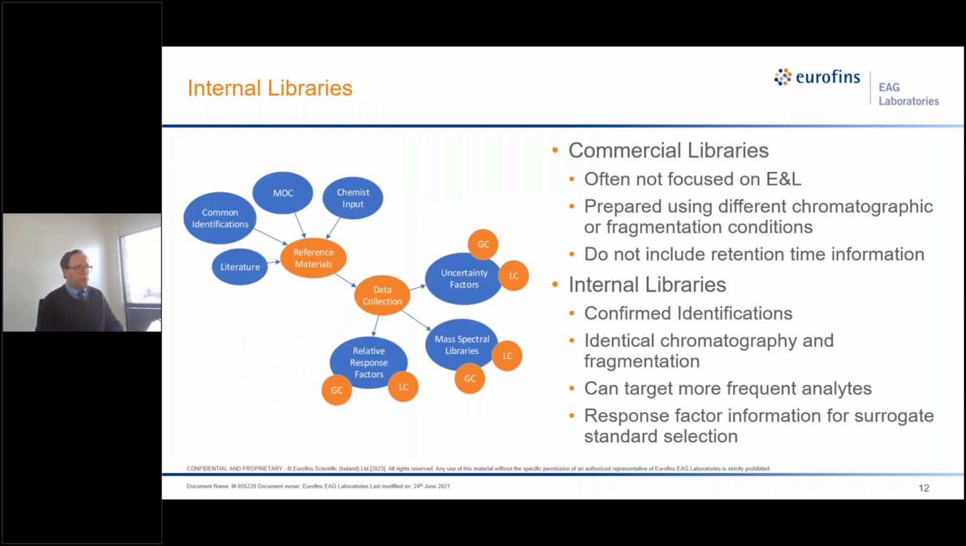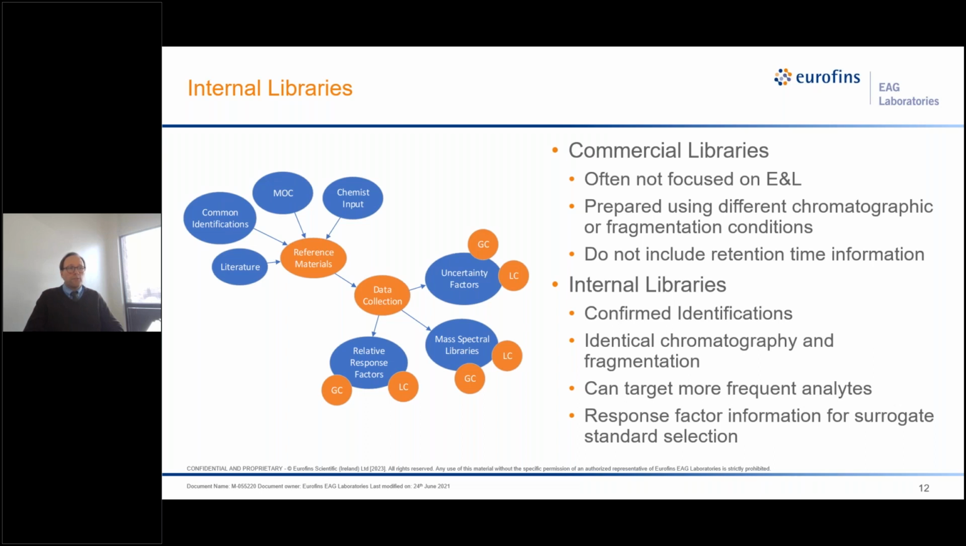Next, I want to talk a bit about internal libraries. I've talked about libraries in general through this talk, and it's been about the benefits of being able to do automated searches against these, followed up by SME review. So commercial libraries do have some limitations. They're not often focused on extractable and leachable work. They're also prepared using different chromatographic or fragmentation conditions, which can change how exactly the spectra look and how well they match with what you may be generating on your particular data set.